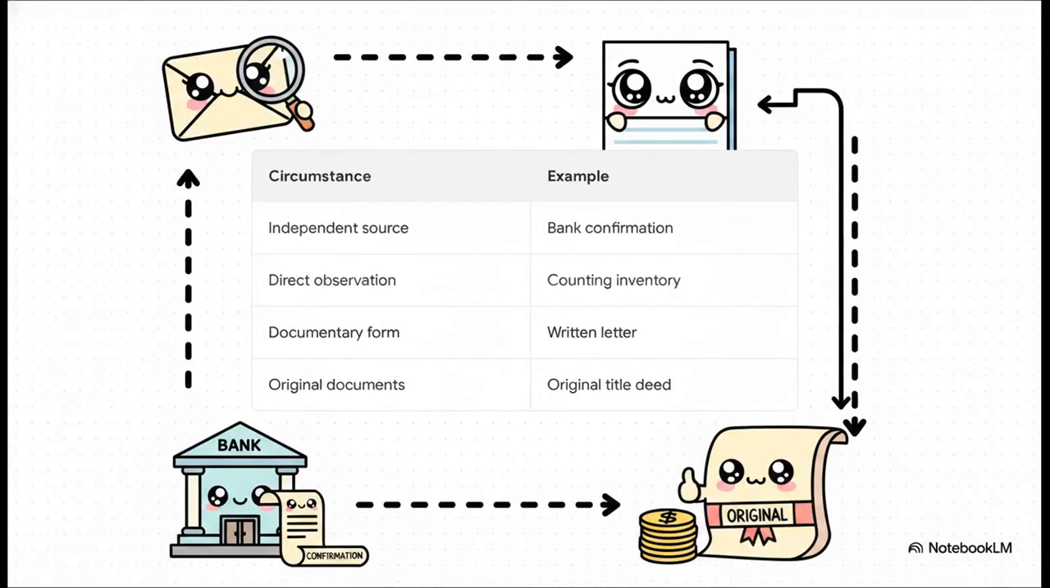Speaking of quality, how do we actually judge reliability in the real world? Well, going back to our notes, remember this core principle. Evidence that is gathered directly by you or obtained from an independent outside source on original paper documents is always going to be your most trustworthy proof. Think about it. A bank manager sending you a confirmation letter directly is infinitely more reliable than a client just casually handing you a photocopy of their bank statement, right?